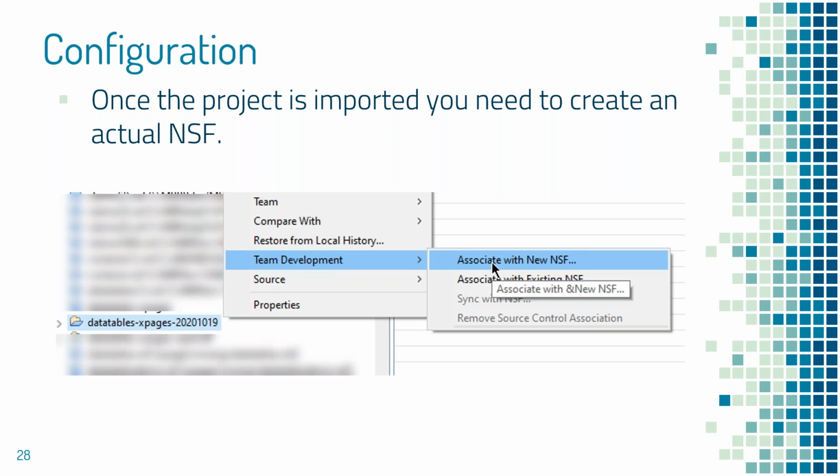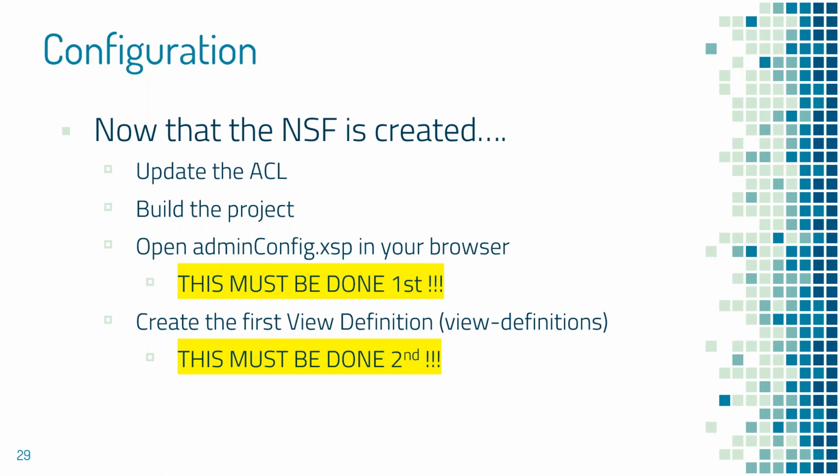Now you need to turn it into an NSF. And you do that by right-clicking, choosing team development, and associate with a new NSF. And at that point, you're going to choose your server, your database title, and your path and all that stuff. So now you have an NSF in Designer.